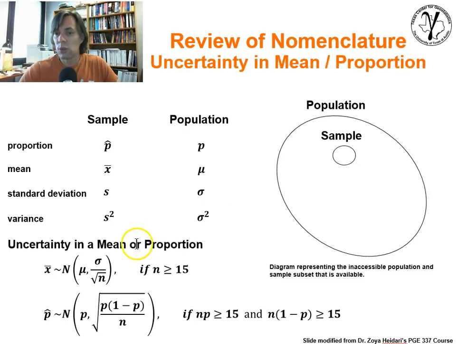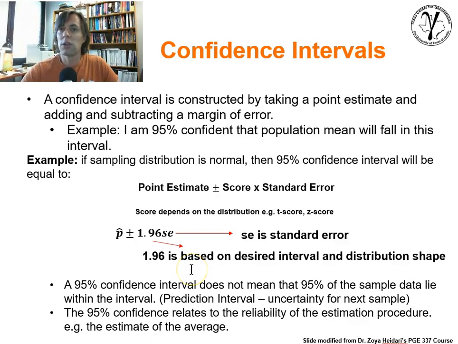Those previous equations we showed on the slide back here, taking the standard deviation and dividing by the square root of n, is the standard error for a mean. This is the standard error for a proportion. And so depending on the statistic, we'll have a different way to calculate the standard error component. But the score will just be dependent on the type of distribution we're working with, such as the z-score.